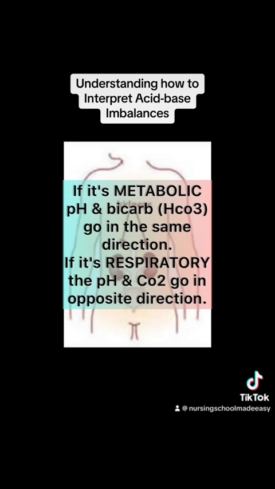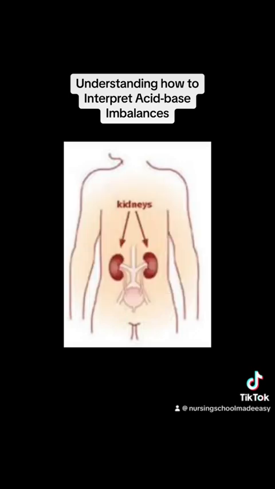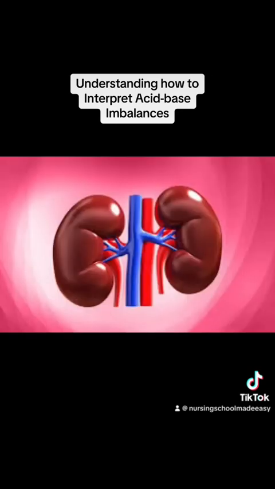Now that you know how to figure out if you're dealing with a metabolic or a respiratory case, you need to figure out whether or not it's alkalosis or acidosis. This is the simplest part of it. If the pH is less than 7.35, it's acidosis. If it's greater than 7.45, it's alkalosis.